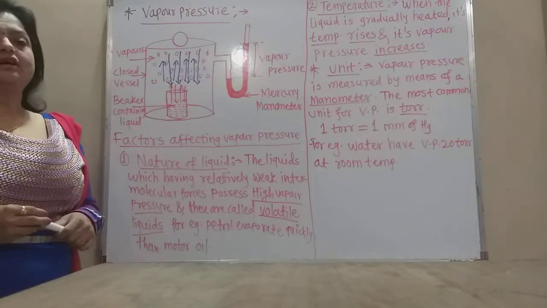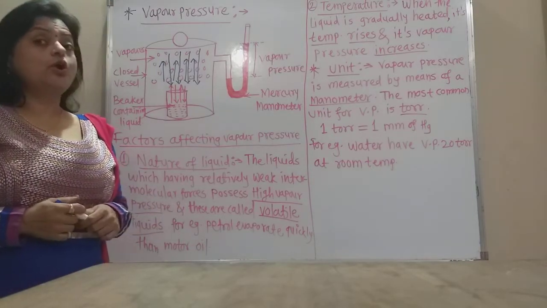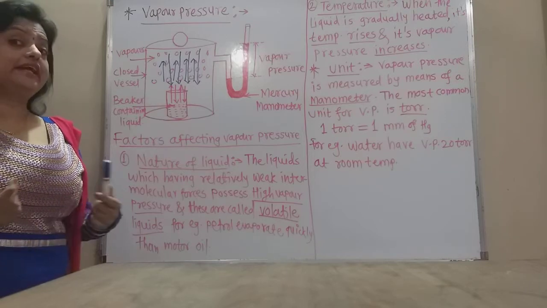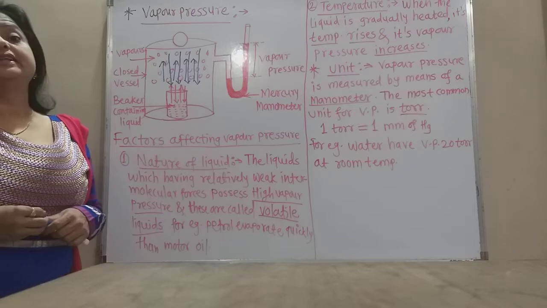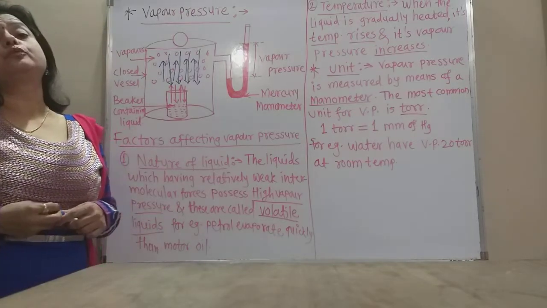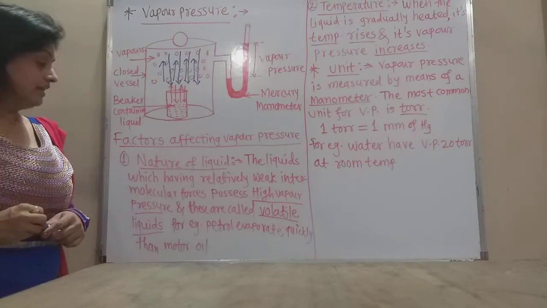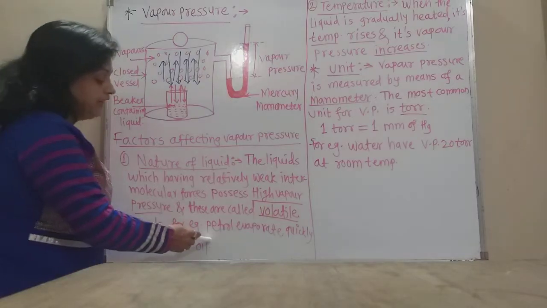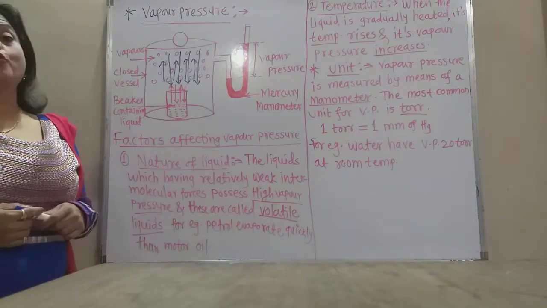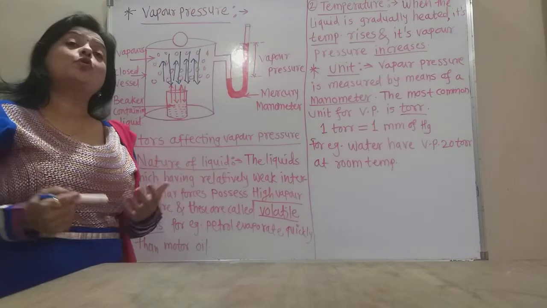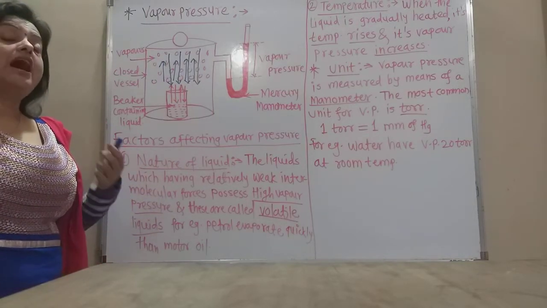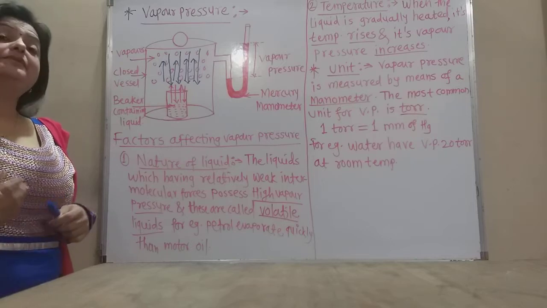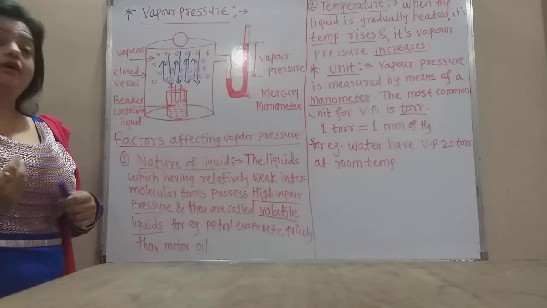Now you know that most organic solvents are volatile. They can evaporate at room temperature also, and they have very high vapor pressure. Their intermolecular forces of attraction are very weak. For example, petrol evaporates more quickly than motor oil. Petrol is more volatile than motor oil because petrol has a high rate of evaporation, which means it has a high vapor pressure.